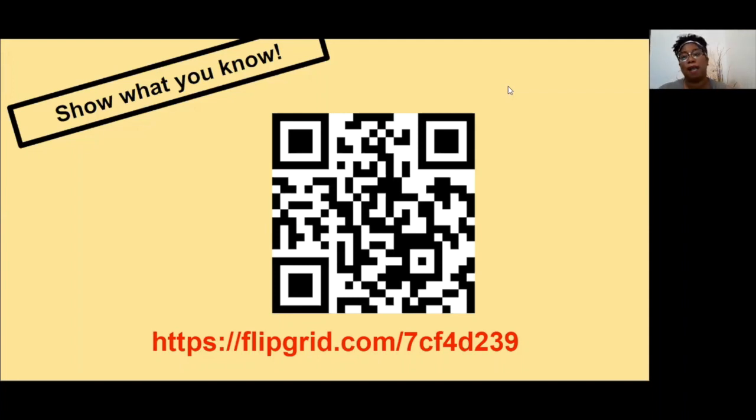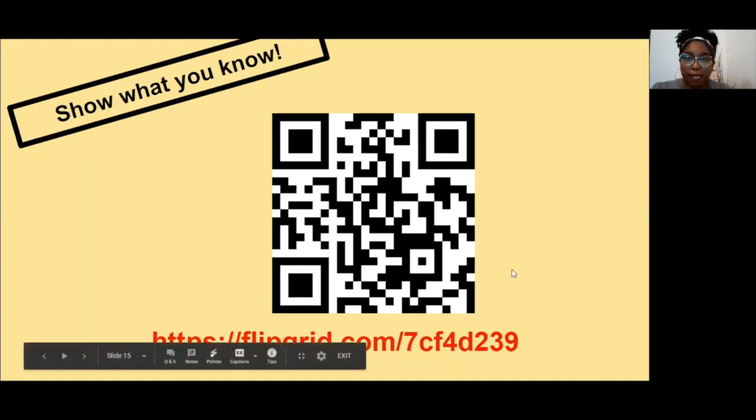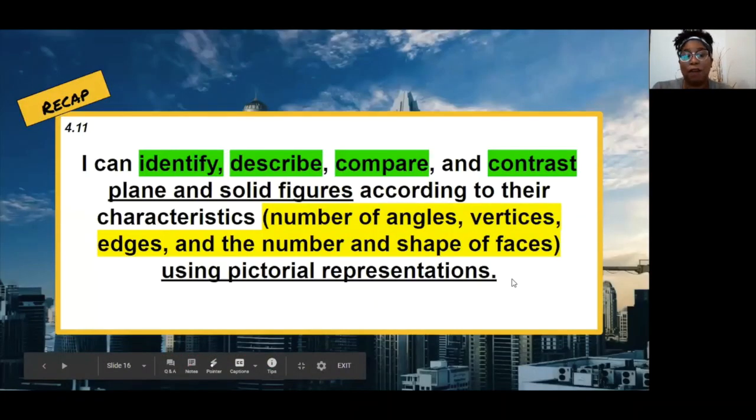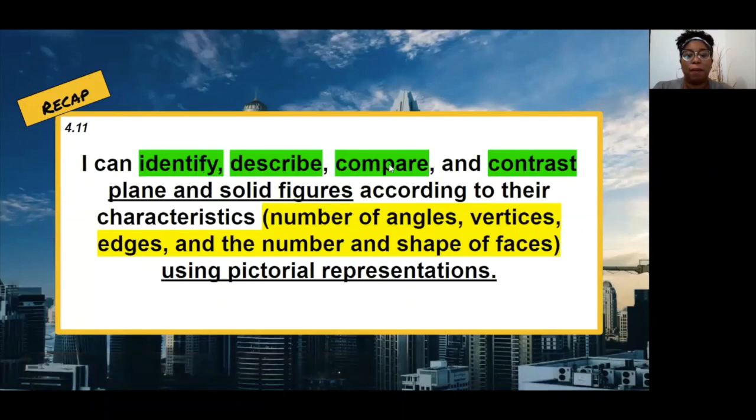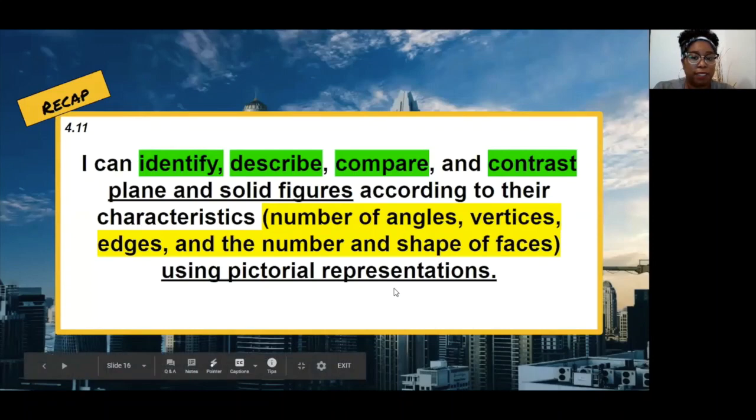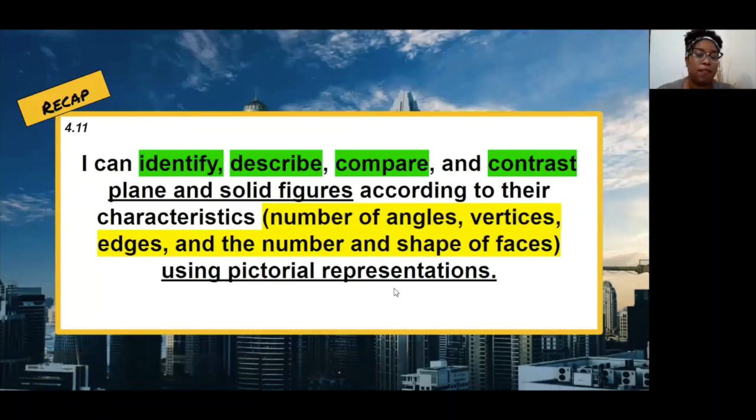Okay, well, great job. So that brings us to the end of our lesson and the end of our day. Let's recap. Your I can statement for today was, I can identify, describe, compare, and contrast plane and solid figures according to their characteristics or their attributes. Those were the number of angles, vertices, edges, and the number and shape of faces using pictorial representations. And I think we completed all of that, and you are still completing it as you work through your charts for today's lesson.